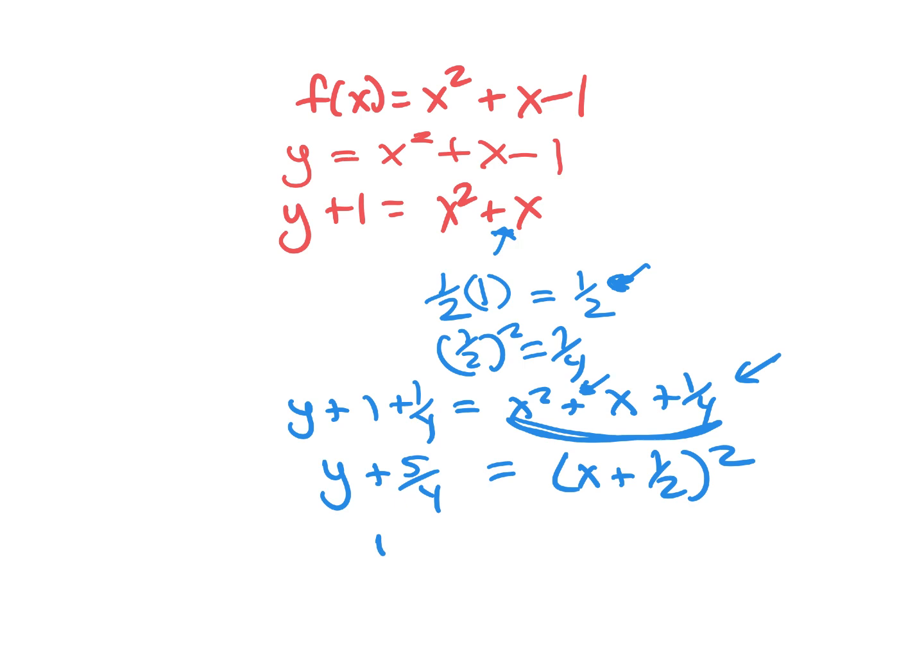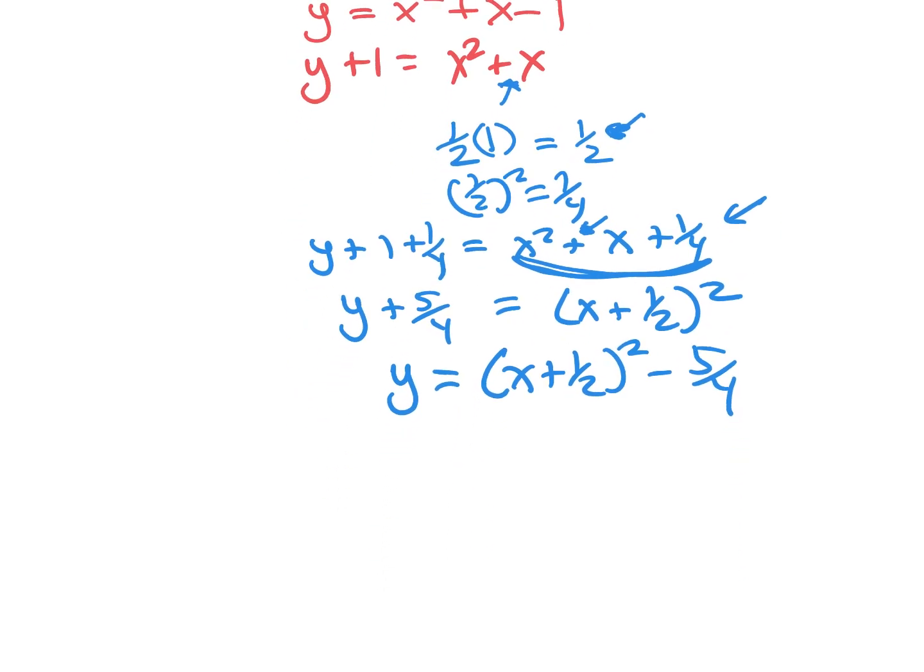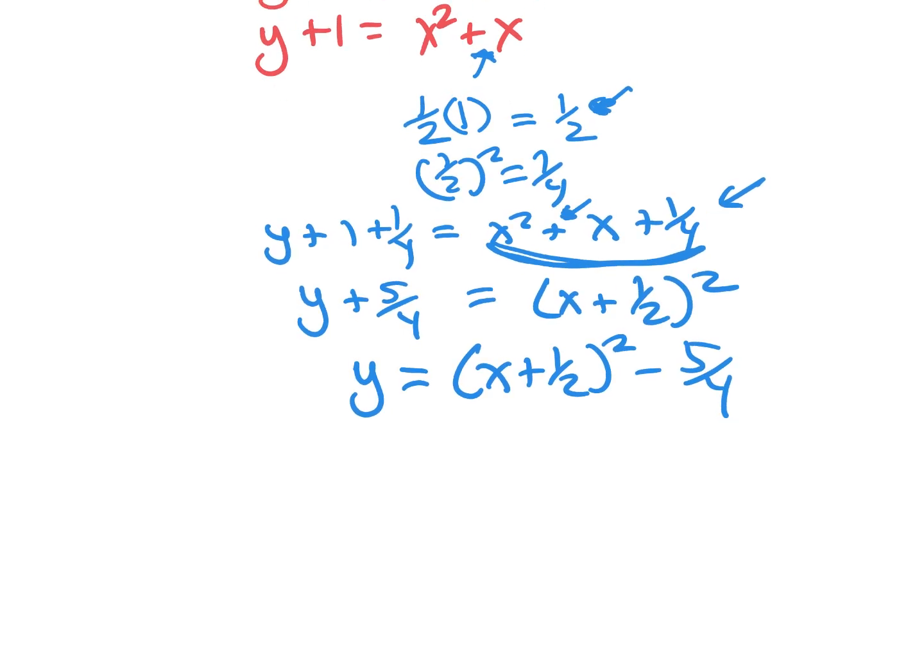All right, and so then just solve for y. So I've got x plus a half squared minus 5/4. So that is the equation in that kind of completed square vertex form that the professor is asking for. And then the second part, that was part A. Part B was solve for where this equals 0. So you want to solve for where x plus 1/2 squared minus 5/4 equals 0.